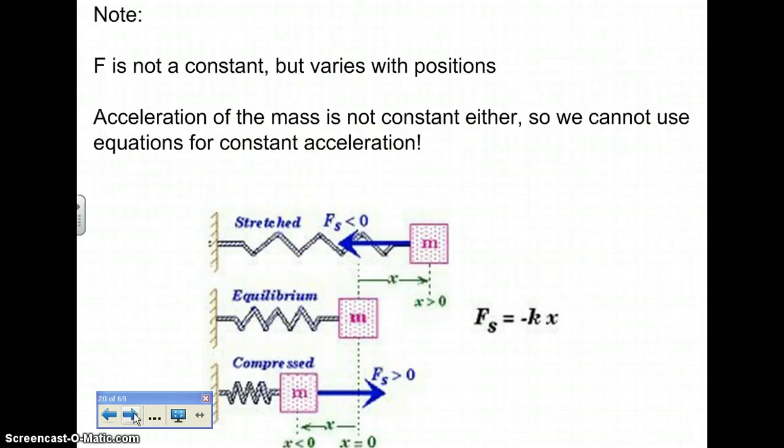So this is just a little note to remember. F is not a constant, but it varies with position. Okay, it is not a constant. Acceleration of the mass is also not a constant either. So we cannot use your equations for kinematic motion. You'll see that here in a second.